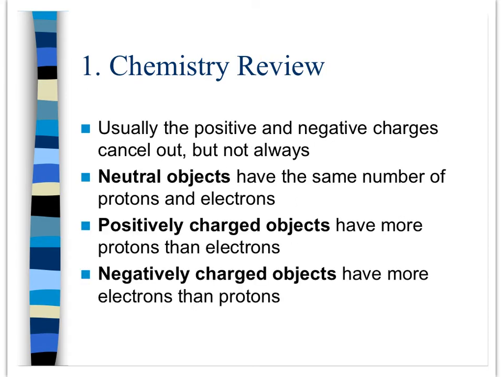When we start talking about charges, one of the things that's difficult is we live in a world that's primarily neutral, because in most situations, the positive charges and the negative charges cancel out. Most objects have the same number of protons and electrons, and that means that the object as a whole is neutral, because whatever negative charge it has is balanced out by whatever positive charge it has. But we are going to start looking at charged objects, and we need to know that positively charged objects are going to have more protons than electrons, and that's what gives them their positive charge, and negatively charged objects are going to have more electrons than protons.